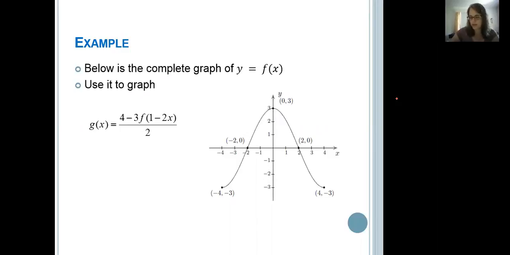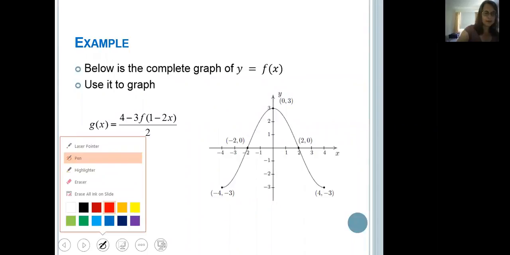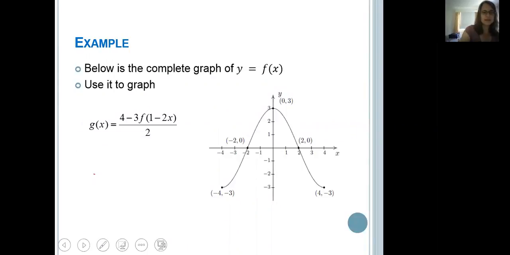So we're going to take 4 minus 3 times f of 1 minus 2x. And we're going to divide the whole thing by 2. Now, before we do anything, we're actually going to rewrite this a little bit, because we're going to rewrite this with this 2 distributed through. So this is a common denominator. We're going to split it out. And 4 divided by 2 is 2. Come on, give me my pen.